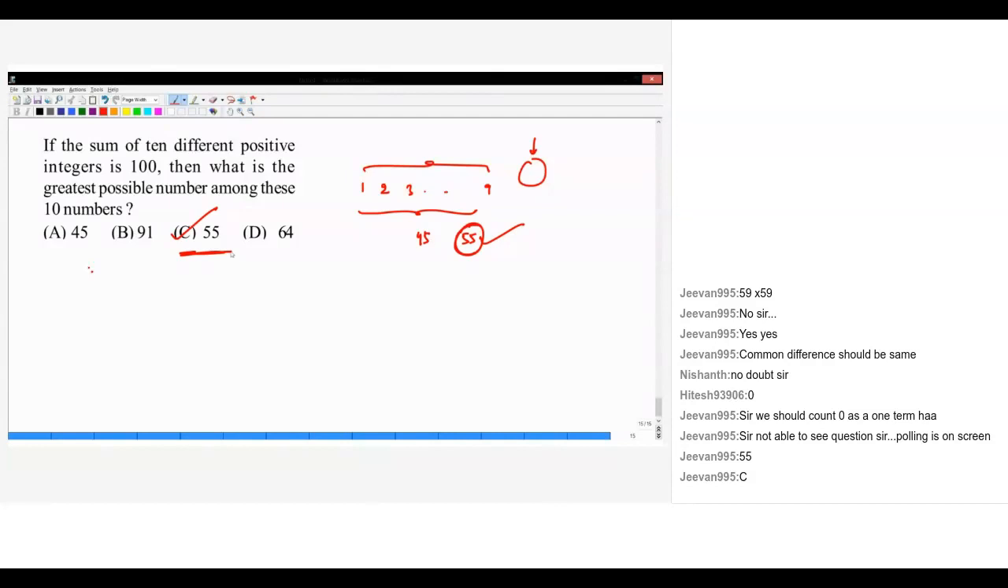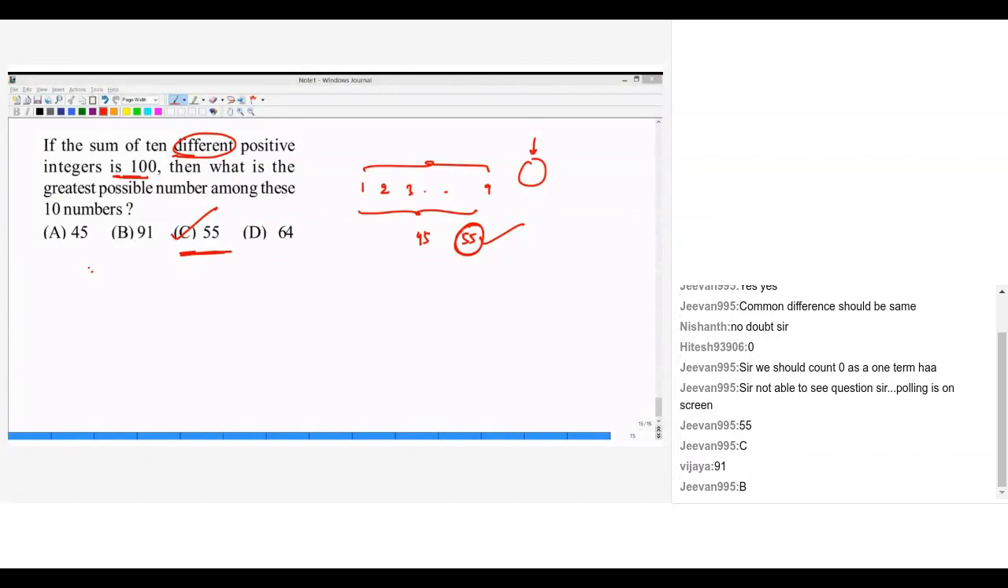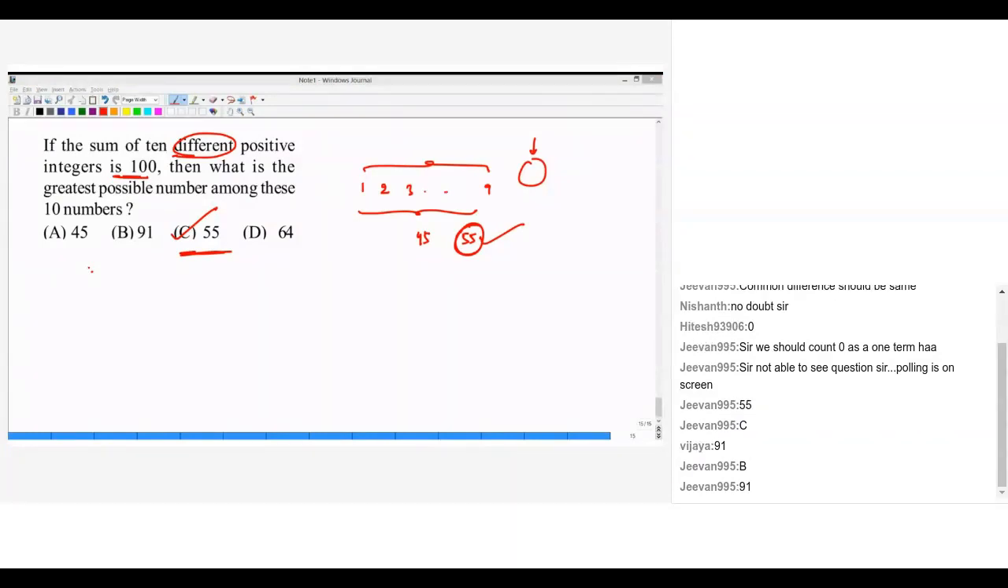Understood? In order to maximize the last number, you need to minimize the others. Suppose they say the sum of 10 positive integers is 100, and they don't say different, then what is the greatest possible number among these 10 numbers? If they do not say the word different, your answer would have been what? Then the answer would have been 91.